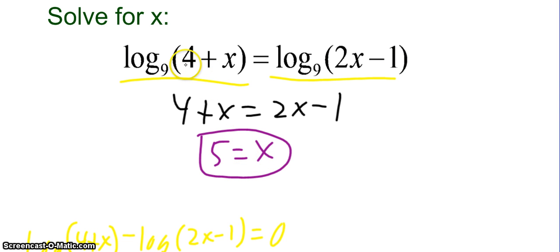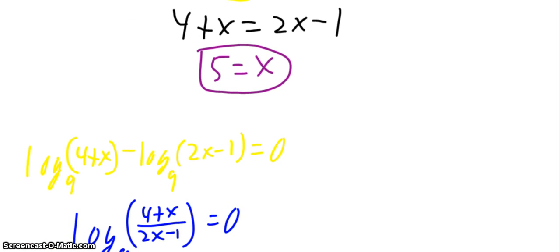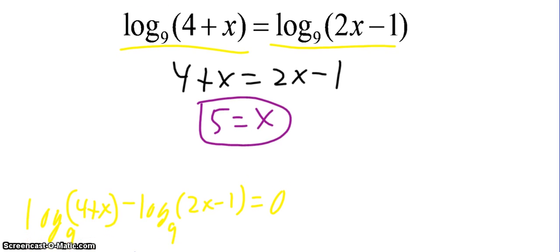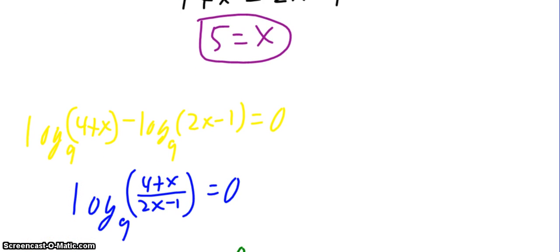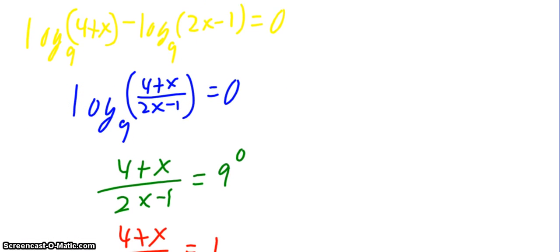Check to make sure if I plug 5 in here, I get log base 9 of 4 plus 5, which is 9. That's good. Here I get log base 9 of 2 times 5, which is 10, minus 1, which is 9. So that's good. So neither one of those are negative. It's not extraneous. Now here's a longer method, which again, it's important that you understand this process though, because some problems you might have to do this.